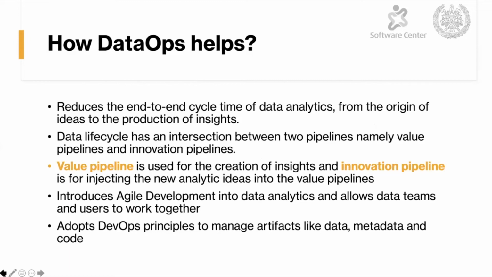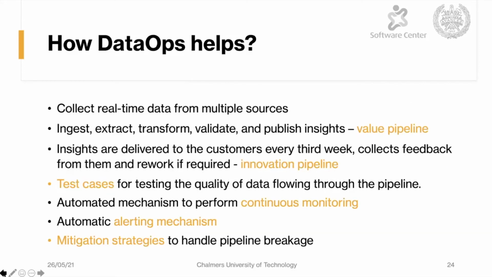It can reduce the end-to-end cycle time of data analytics from the origin of ideas to the production of insights. The data lifecycle has an intersection between two data pipelines, namely the value pipeline and the innovation pipeline. The value pipeline is the traditional pipeline which creates insights from the data, and the innovation pipeline is for injecting new analytic ideas into the value pipeline. DataOps introduces agile development into data analytics and allows data teams and users to work together. And it adopts DevOps principles to manage artifacts like data, metadata, and code.